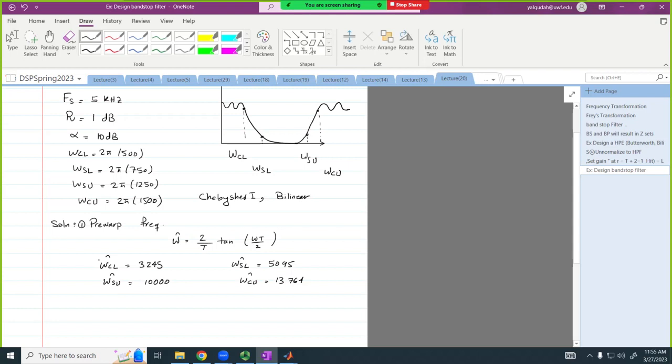And I'm going to put one of the calculations here. So this is 2 multiplied by 5,000 multiplied by tangent of 2 pi multiplied by 500 divided by 2 multiplied by 5,000. Is 1 over T.